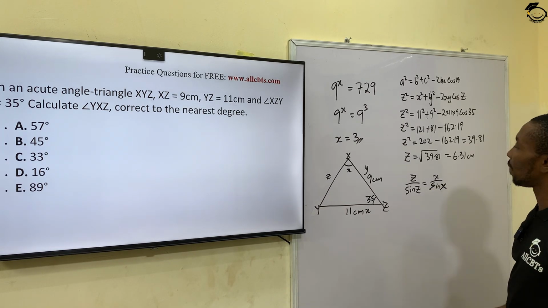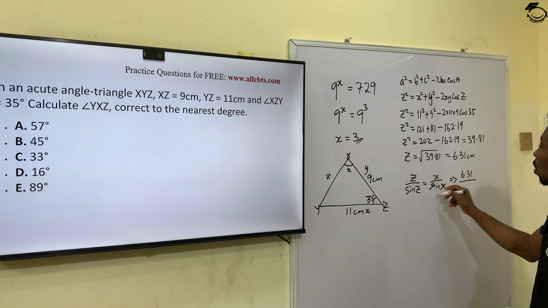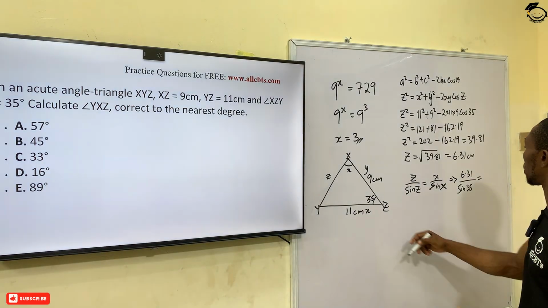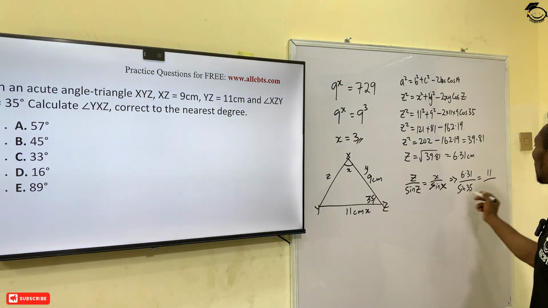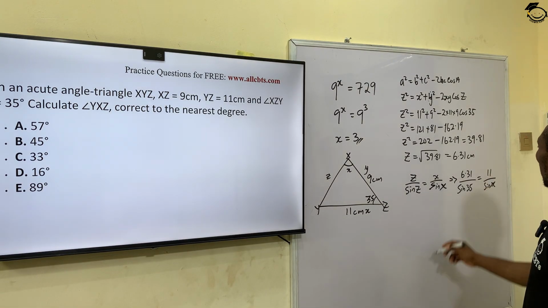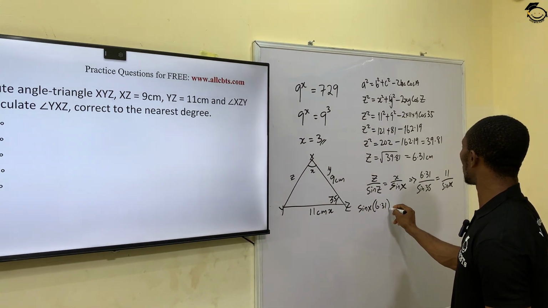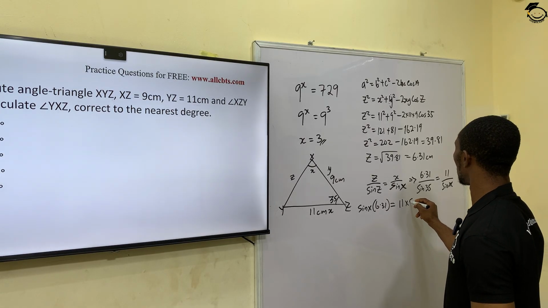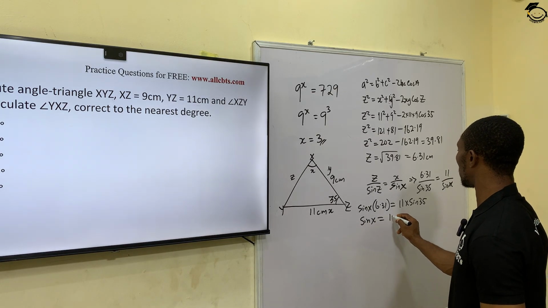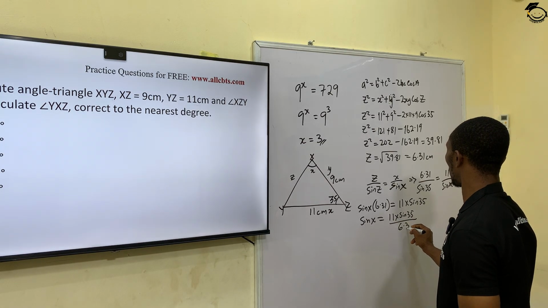Okay, now where our z is 6.31 all over sine z, which is sine 35, equals x, which is 11 all over sine x. Okay, now cross multiplying, we have sine x times 6.31 equals 11 times sine 35.